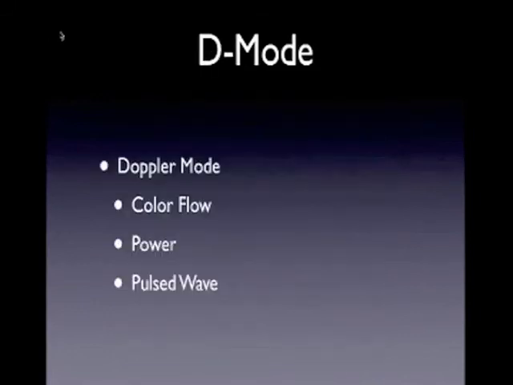D mode, or Doppler mode, makes use of the Doppler shift, also known as frequency shifts, as sound reflects off a moving object, like red blood cells. Color flow, power Doppler, and pulsed wave Doppler are three important types of Doppler modes to know.